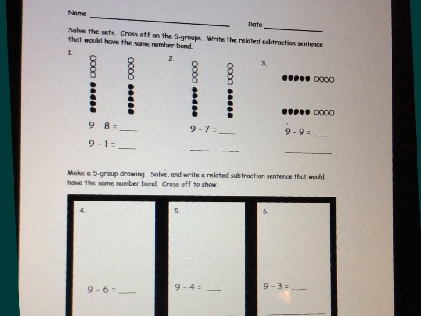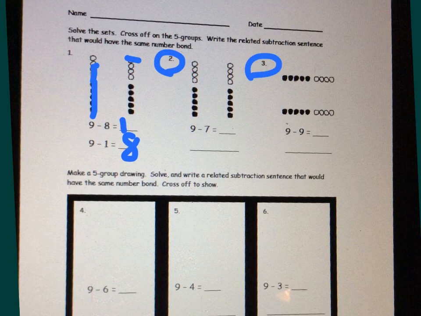So starting with the number 9, I know that the next number I have to take away is the number 8. So I'm going to cross out my 5 group and then cross out 6, 7, 8, and I'm left with 1. Looking at my next group, I'm going to take away just 1, and I'm left with 5, 6, 7, 8. So I'm going to write the number 8. Do the numbers 2 and 3 on your own.